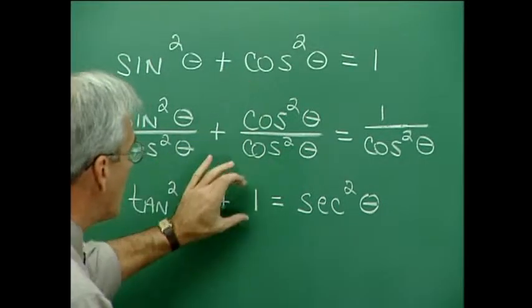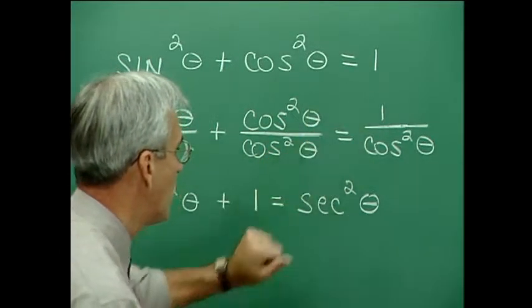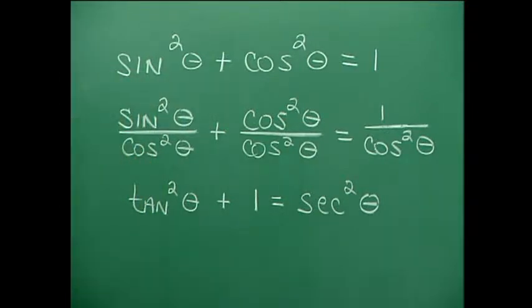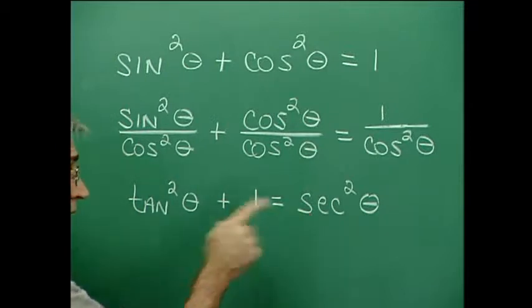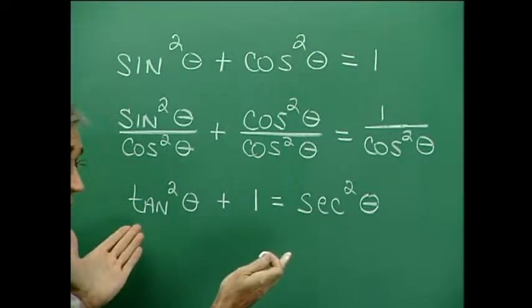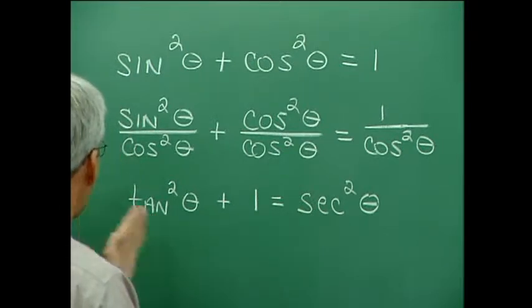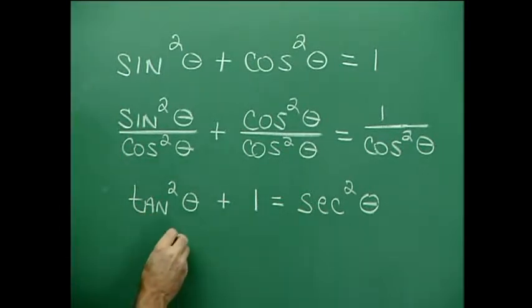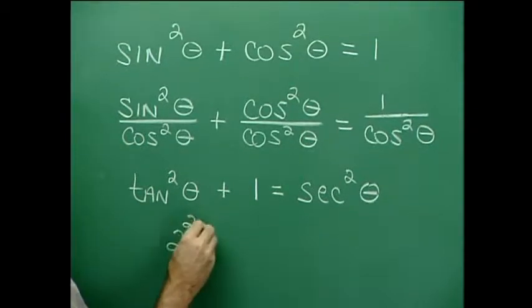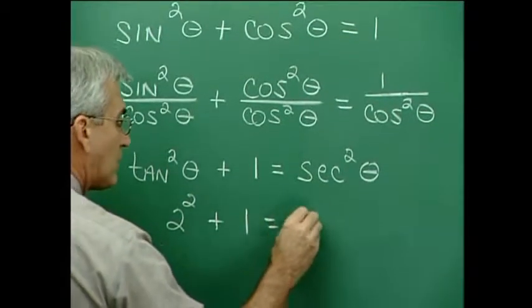And this becomes 1, and 1 over cosine squared is secant squared. So here we have a relationship involving tangent with one of the other trig ratios, and we can use this information to solve for that one. We have information about this. All right, we know that tangent theta is equal to 2, so this is 2 squared, plus 1 equals secant squared.